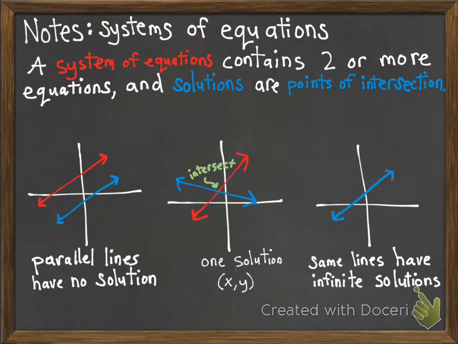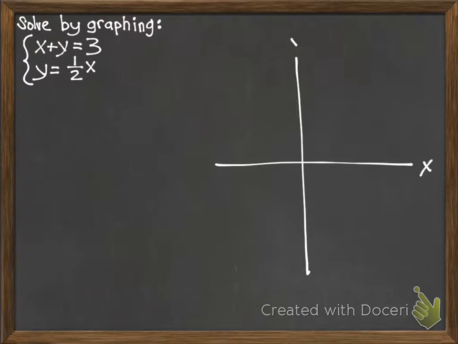We're going to practice graphing two lines and seeing where they cross to find the solution. If they cross. If they don't cross, it would have no solution. If they end up being the same line that overlaps, there would be infinite solutions. So when we solve the equations x plus y equals 3 and y equals 1/2 x by graphing, it means we're going to graph the first line, then graph the second line, and see where they intersect or where they cross.